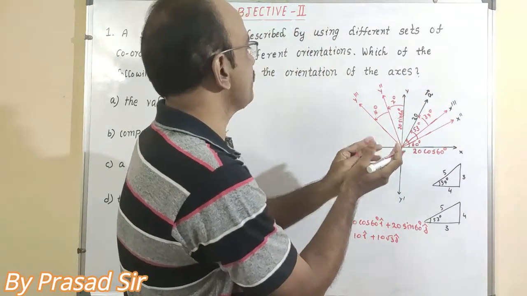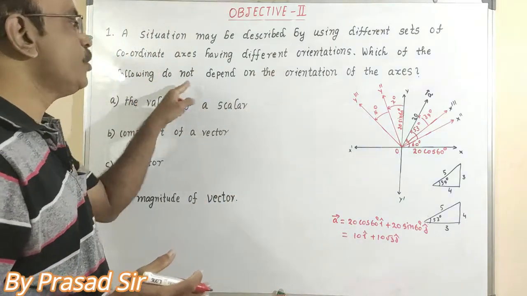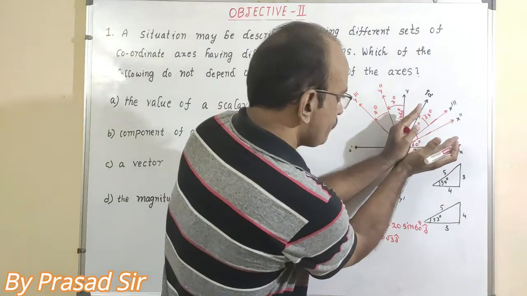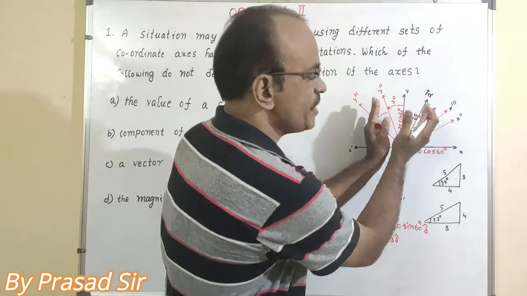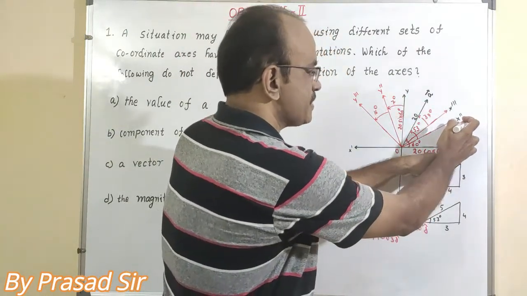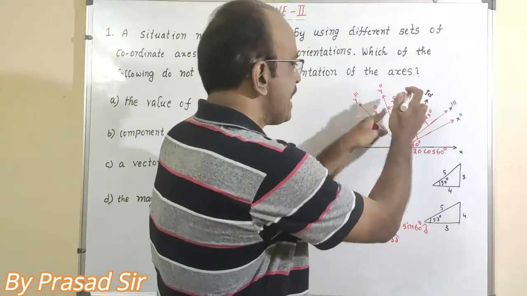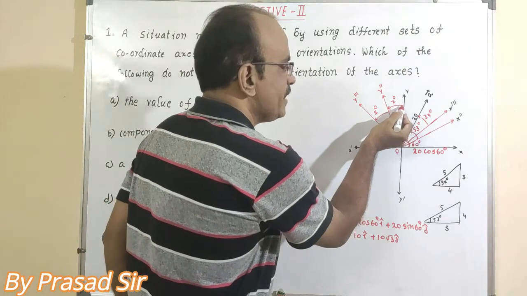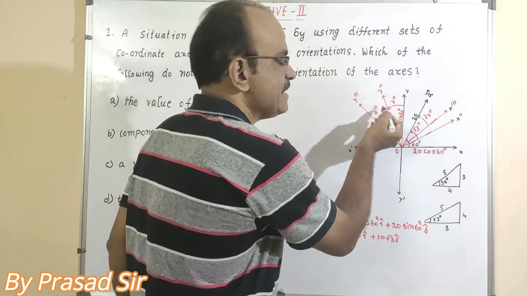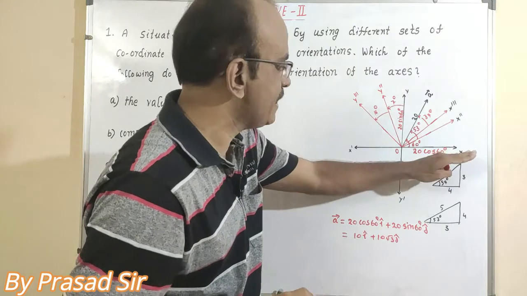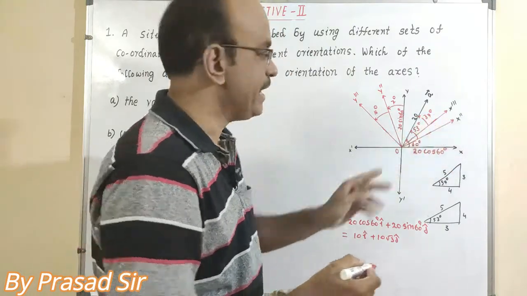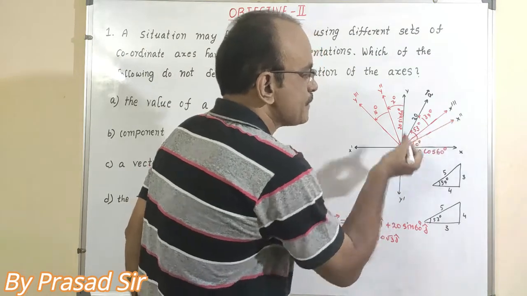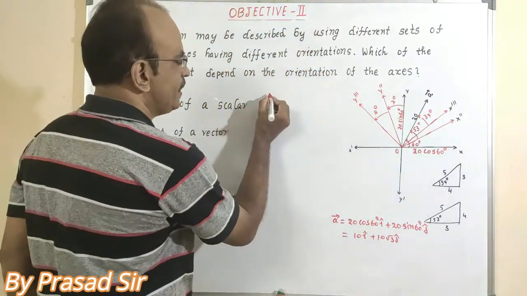In the question given, which of the following do not depend on the orientation of axis? Now we are rotating the axis, that is the orientation of axis. This x comes to x double dash here and this y comes here. How will it be rotated? It is rotated through an angle 7 degrees this side. Now the vector makes an angle 53 degrees with the x-axis. Now I will write the components for that.